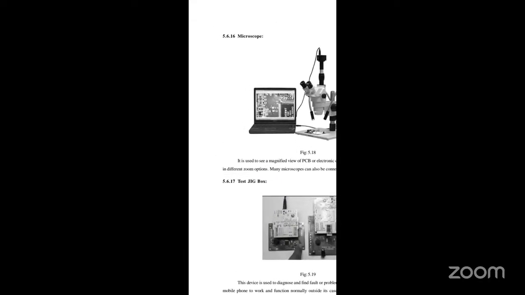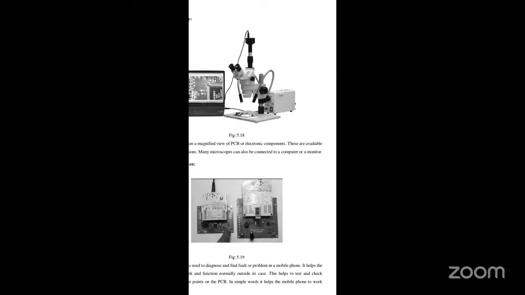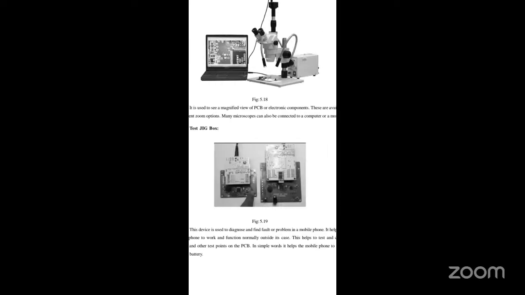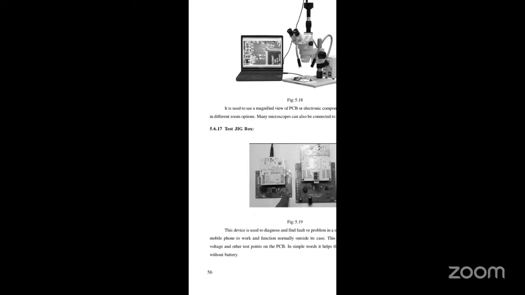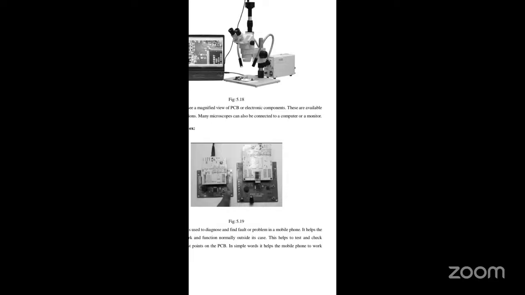Microscope. It is used to show a magnified view of the PCB or electronic components. These are available in different zoom options. Many microscopes can also be connected to a computer or a monitor. Test jig box. The device used to diagnose and find a fault or problem in a mobile phone. It helps the mobile phone to work and function normally outside the case. This helps to test and check.